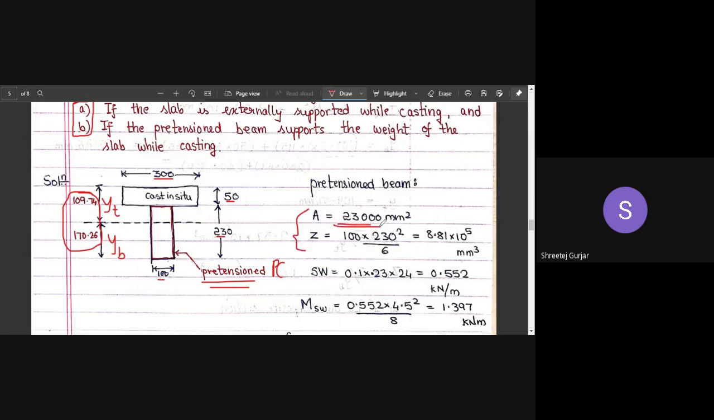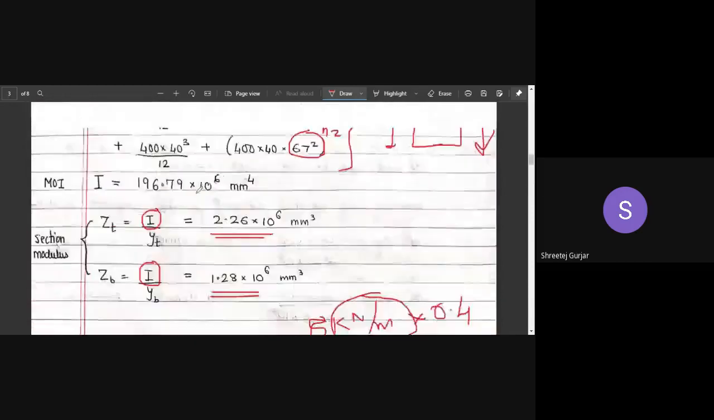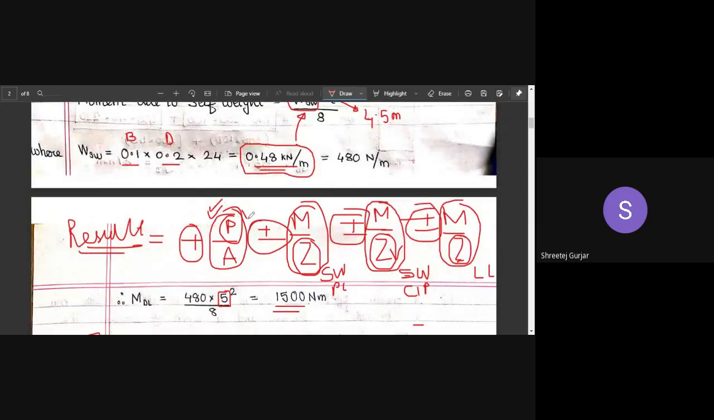So the area of the cross section we have calculated. We are dealing with the pre-tension beam, because all these calculations are related to the precast beam only. Whenever we are dealing with live load, then we have to consider the composite section Z. Up till here, we can easily calculate everything using the section properties of the beam, not of the composite.